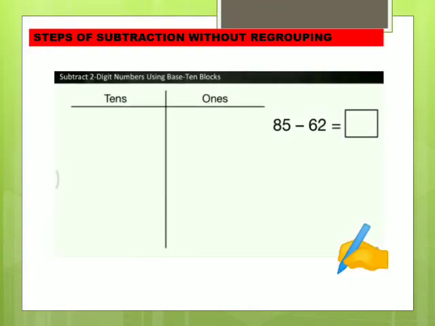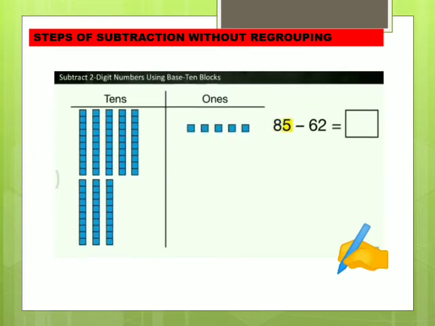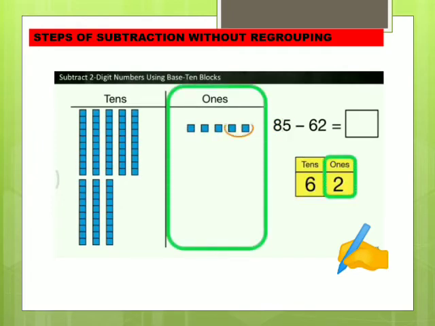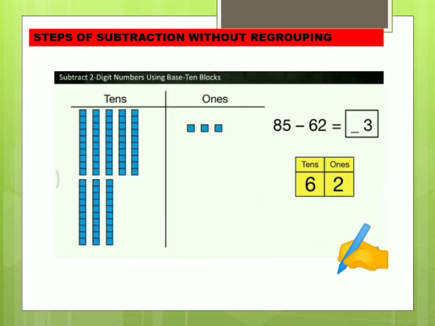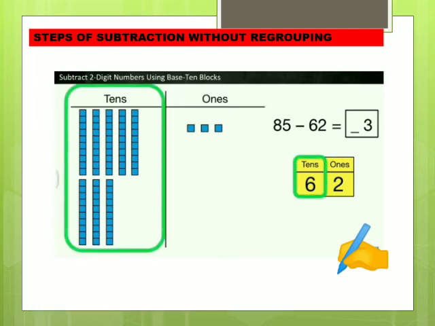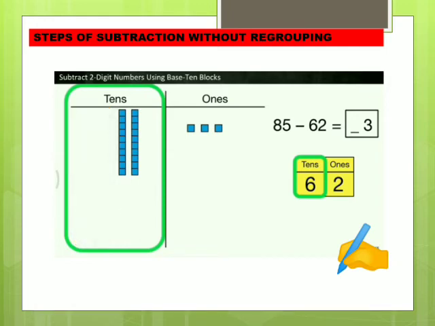Let's subtract 62 from 85. 85 is 8 tens and 5 ones, and 62 is 6 tens and 2 ones. Let's remove 2 ones from 5 ones, and we are left with 3. We write 3 in the ones column. Now we have to remove 6 tens from 8 tens. And what are we left with? We are left with only 2 tens, which we write in the tens column. So the difference of 85 and 62 is 23.